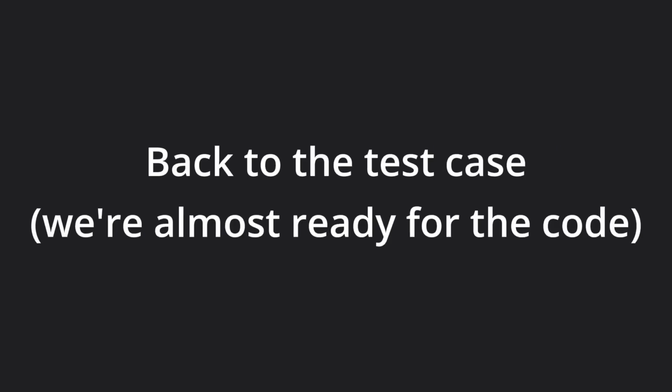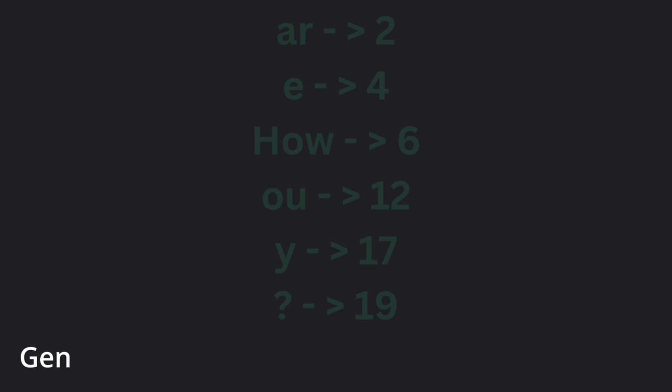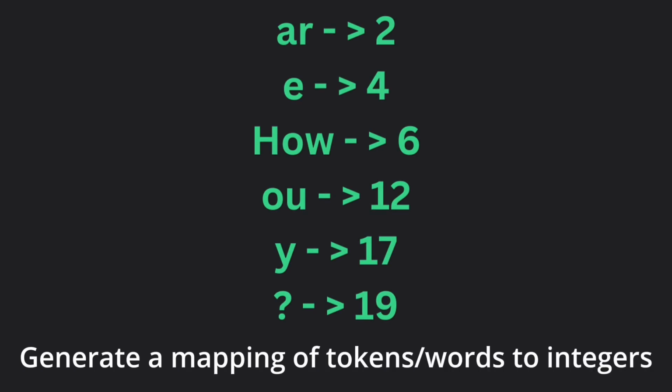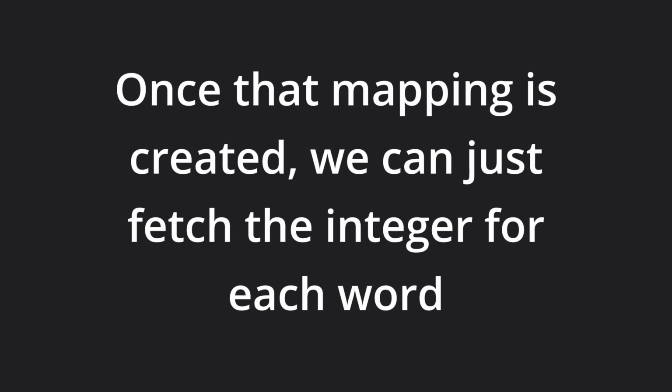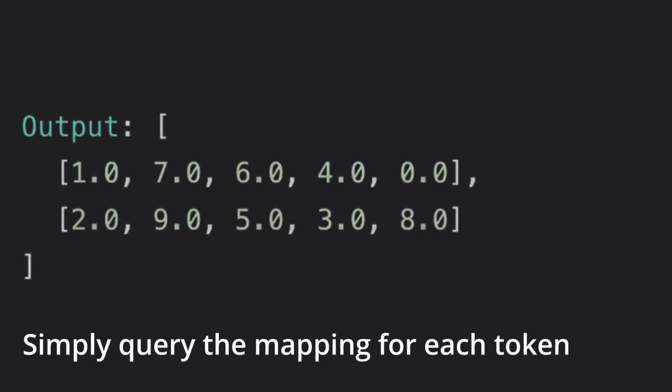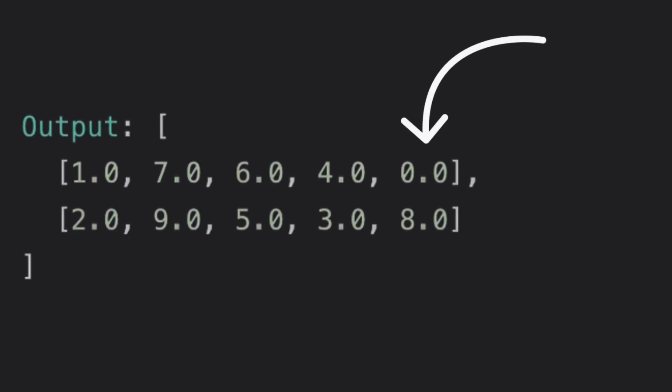Back to the test case. From this example, we can gather that the main goal of this function is to actually generate a mapping of words to integers. Once that mapping is created, we can just fetch the integer for each word and place it in the output list. Oh, and don't forget that we need to pad the shorter sequences with a 0, just like in this list over here. Let's start writing the code.